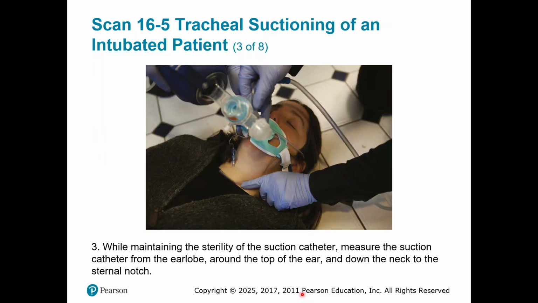You're going to measure, this is different than how you measure the Yankauer. You're going to measure the suction catheter from the earlobe around the top of the ear and down the neck to the sternal notch. And the reason why you're doing that to the sternal notch is because this suction catheter is going to be inserted down that ET tube down to the carina. Remember that. That's where the suction tube goes. It goes down to the level of the carina.